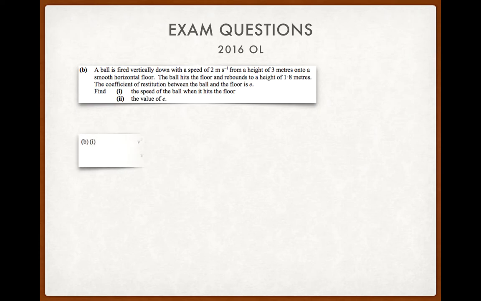Part 1 is identical to what we had previously. v squared is u squared plus 2as. 2 squared is 4. g is rounded to 10 in this case, so you should get a value slightly less than 8. Part 2, find the value of e.